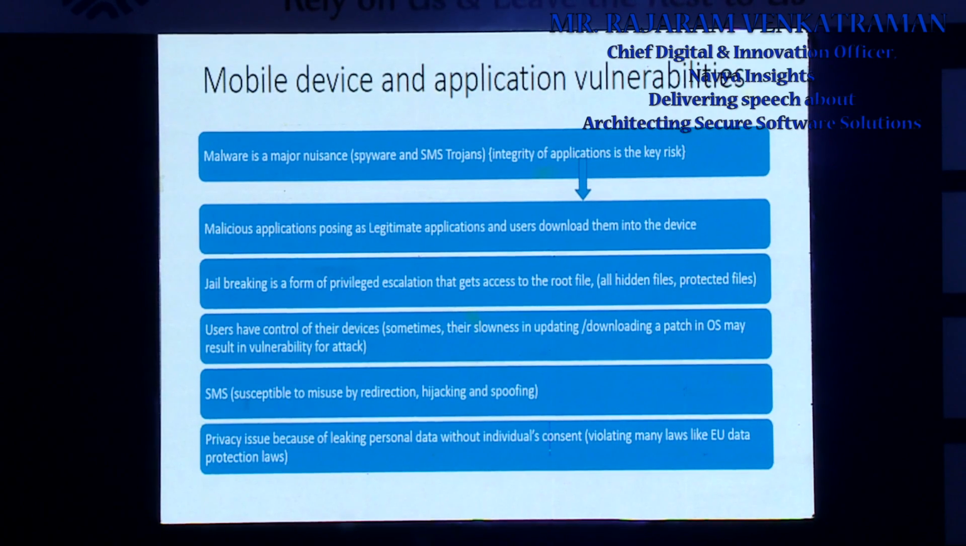Malware, right? Spyware and SMS trojans causing integrity issues to the applications is a critical risk. Jailbreaking. Jailbreaking is where people download or change the parameters, the restrictions provided by the manufacturer, to install unauthorized apps. So thereby they expose themselves to root attacks. The moment a hacker is able to get access to the root of the device, he can cause quite a bit of damage.